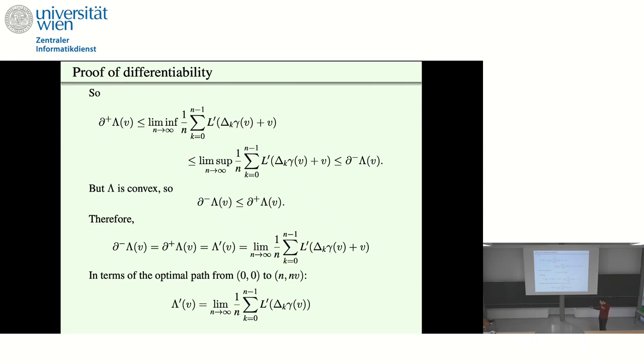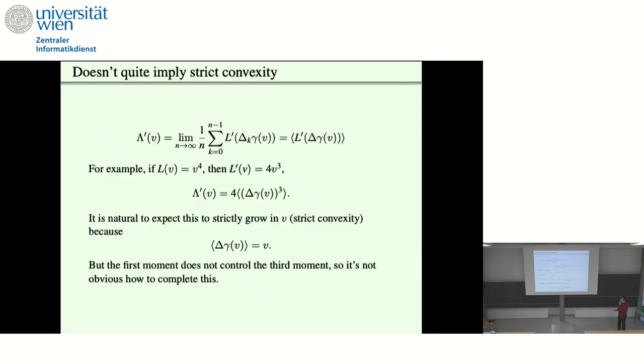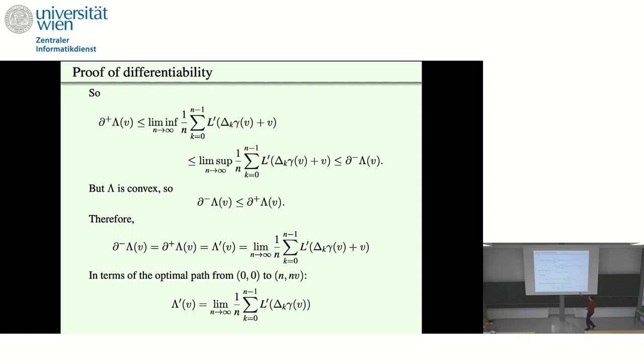So this is all it takes. The lesson, I guess, is that people are obsessed with lattice models, but it turns out that it's easy to differentiate and use very basic convex analysis in the continuous variables. So the remainder of the talk is basically this slide. It's tempting, if you look at this, maybe because there's more glory in strict convexity than differentiability.